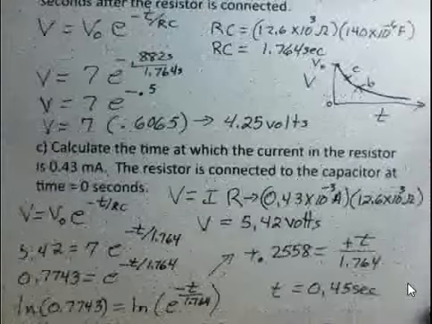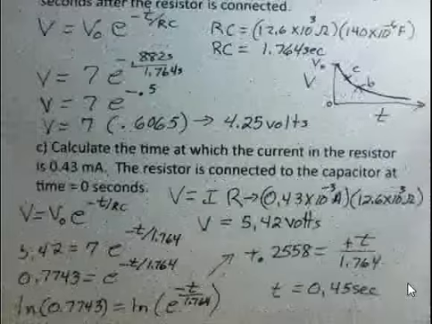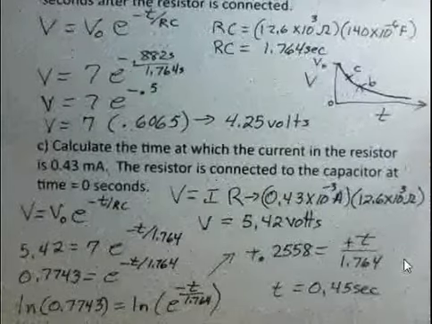So keep practicing with those expressions. V equals V naught, e to the minus t over RC. Make sure you use standard metric units when you're calculating the RC.